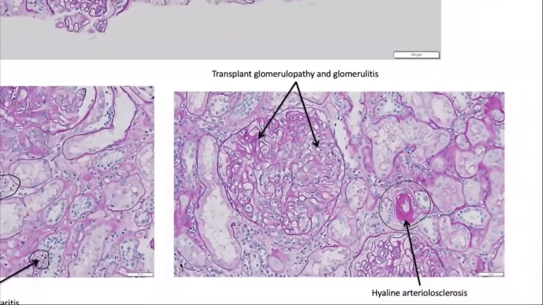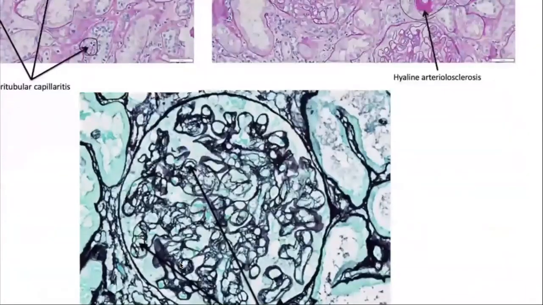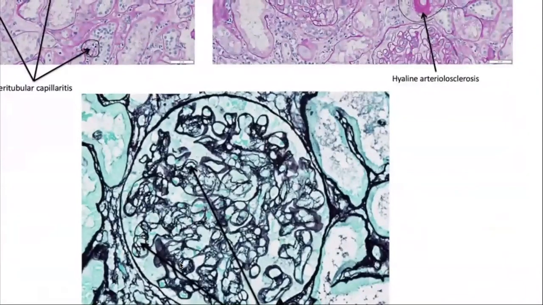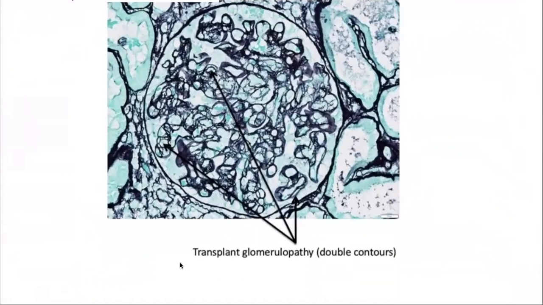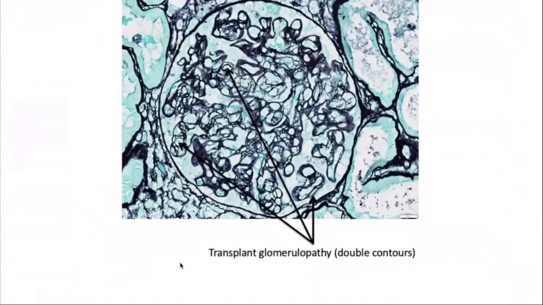And then lastly, on these special stains, we can see here that he's got the double contours on his membranes, which is also concerning for some sort of inflammatory process in his transplanted kidney. And this gentleman ultimately ended up having chronic antibody rejection of his transplanted kidney, causing his volume overload.